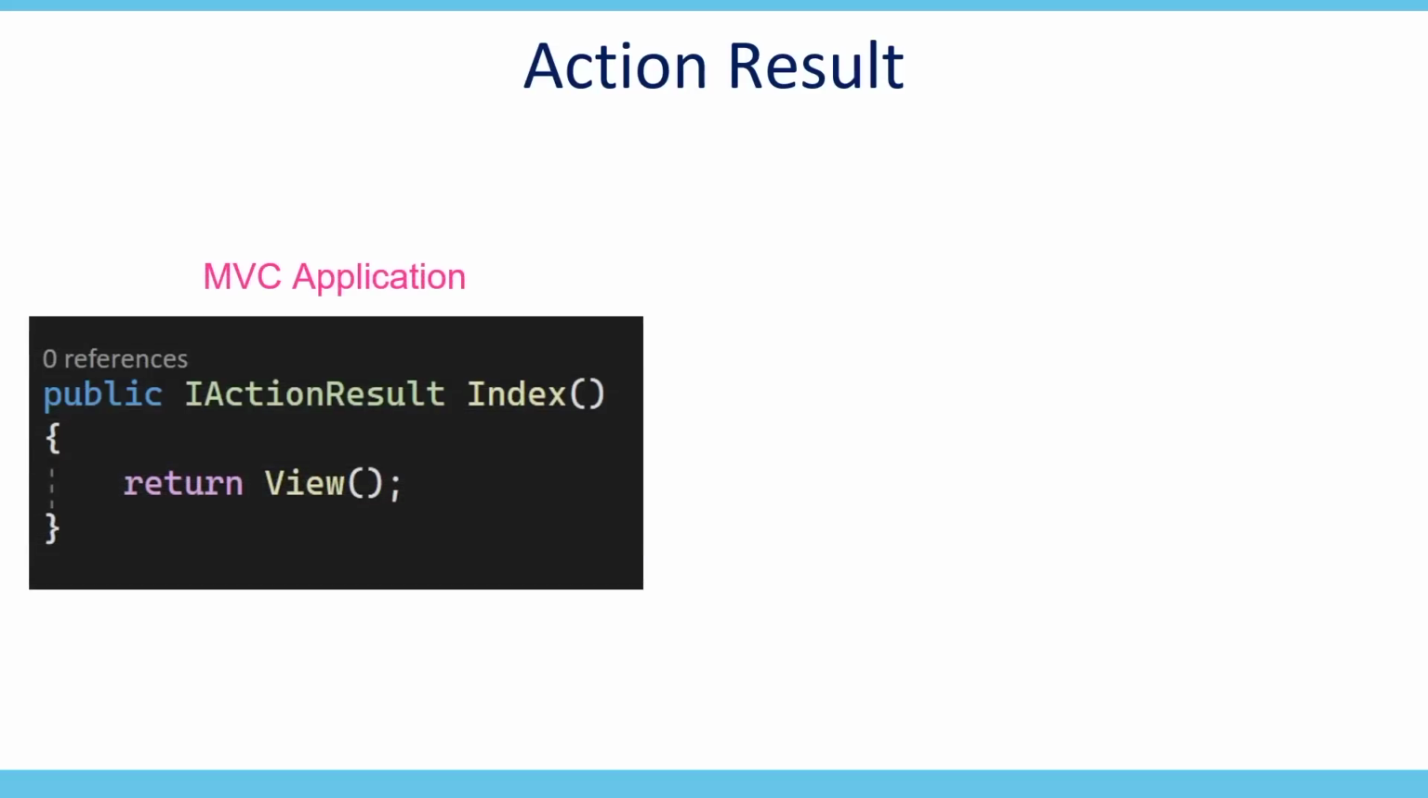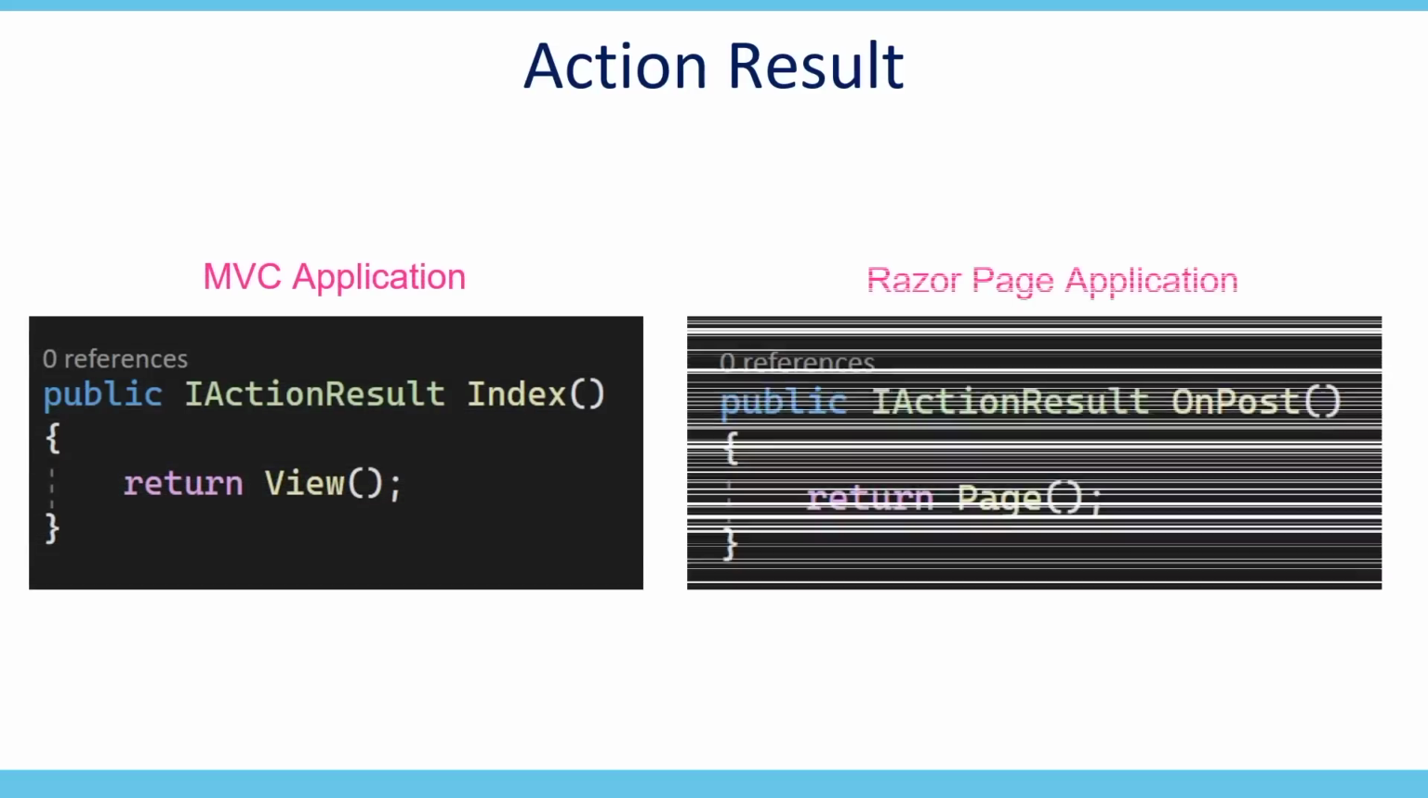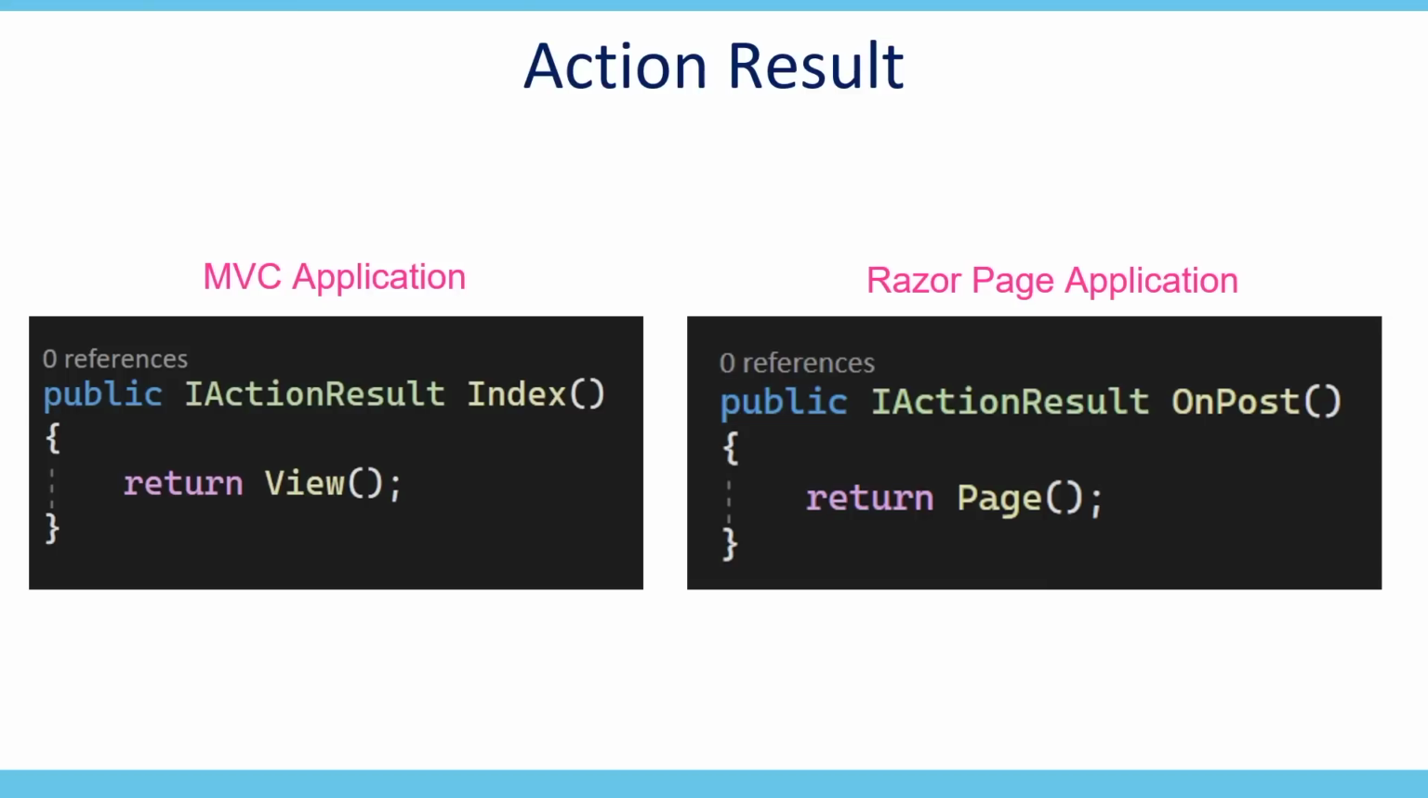When you are working with a .NET Core application, you will see the return type of IActionResult. And it does not matter if you are using an MVC application or a Razor Page application. In both cases, you can see we have IActionResult. In MVC, we are returning View in this example, and in the Razor Page handler, we are returning Page. But the return type is IActionResult.